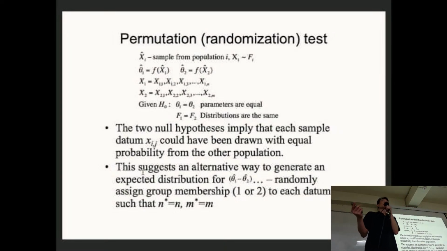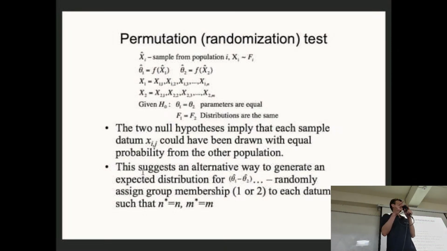That means I can pool all the data together and randomly divide it into m and n examples, right? Randomly pool all the data together, randomly divide it into two parts, calculate theta 1 and theta 2, and then calculate the difference between theta 1 and theta 2. The result will be the same. This doesn't matter, right? Because according to the null hypothesis, everybody belongs to the same distribution.